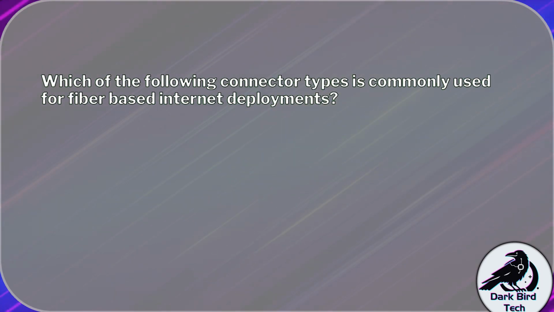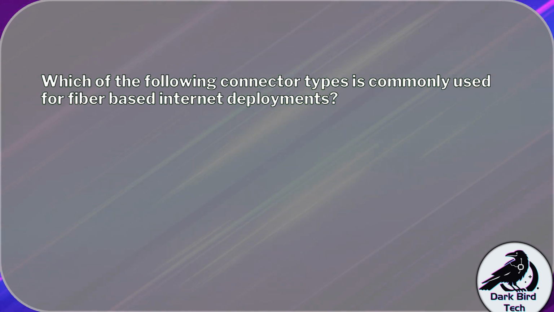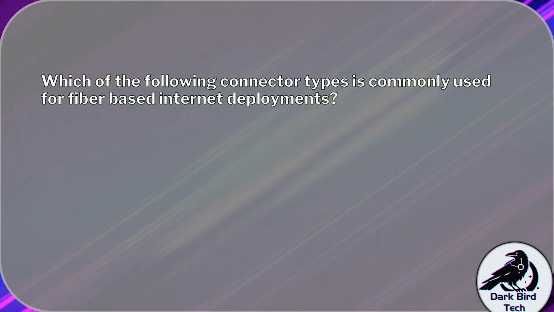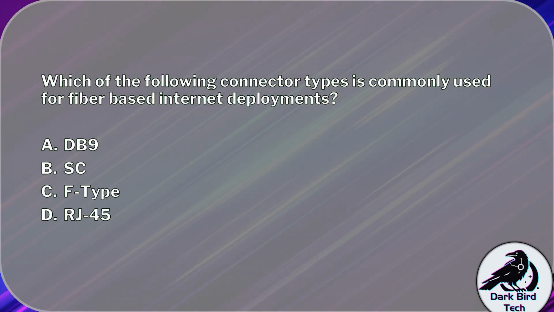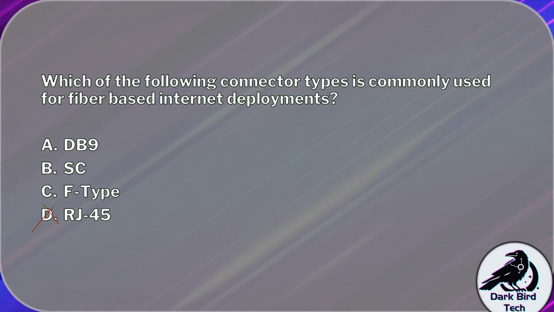Next up, which of the following connector types is commonly used for fiber-based internet deployments? This could be interesting. I'll give you a chance to try and remember which type of connectors are being used by fiber optic. And then let's have a look at the options given. So you got DB9, SC, F-type, RJ45. So RJ45 I'm going to kill straight away because this is used by twisted pair Ethernet.